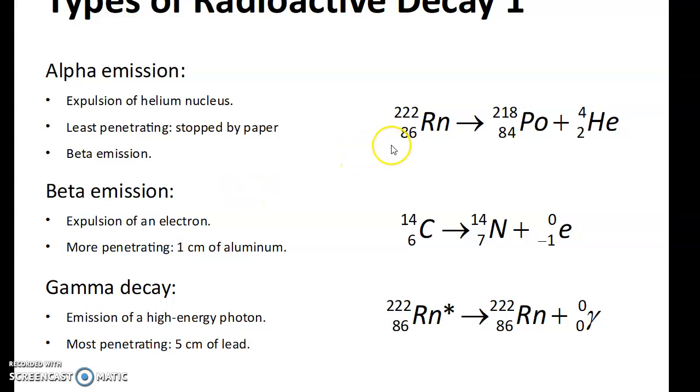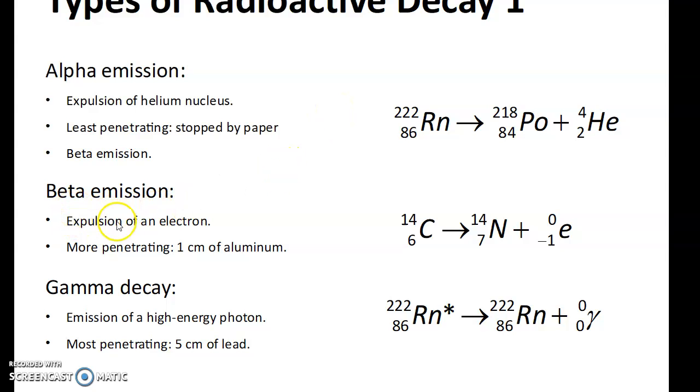Here's an example of alpha emission. This is radon going to polonium plus the helium ion, right? So this is -4 up here, -2 down here. This can be stopped simply by paper. It's okay. So you can stop any type of alpha emission strictly with a sheet of paper.